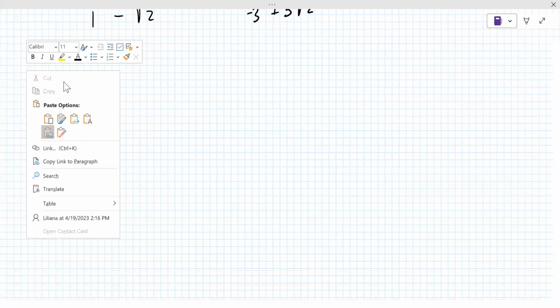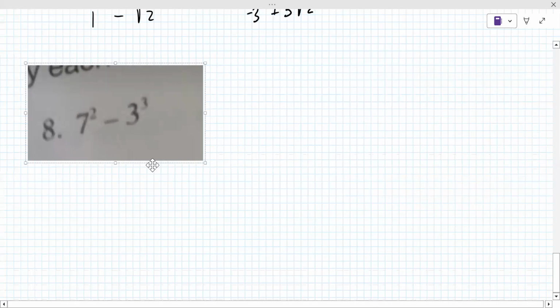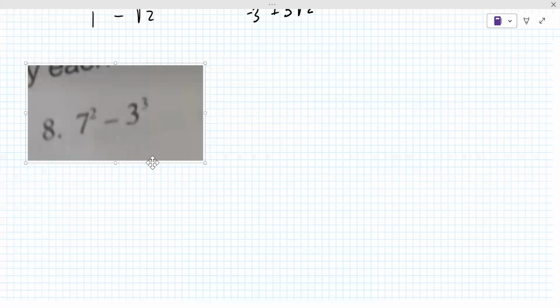All right. So number 8 here is 7 squared minus 3 cubed. Now, I believe you have to show a little bit of work. Is that right? Yes. Okay. So could you tell me the value of 7 squared? Let's say 14. Try again. Squaring means you're multiplying them together. 7 times 7.